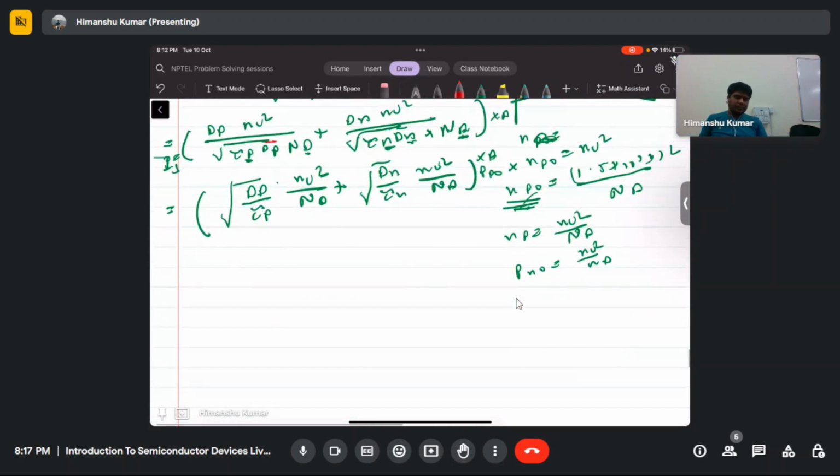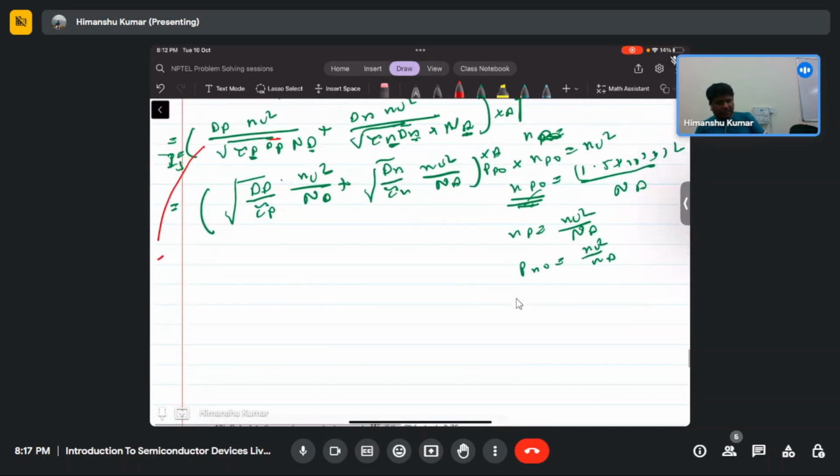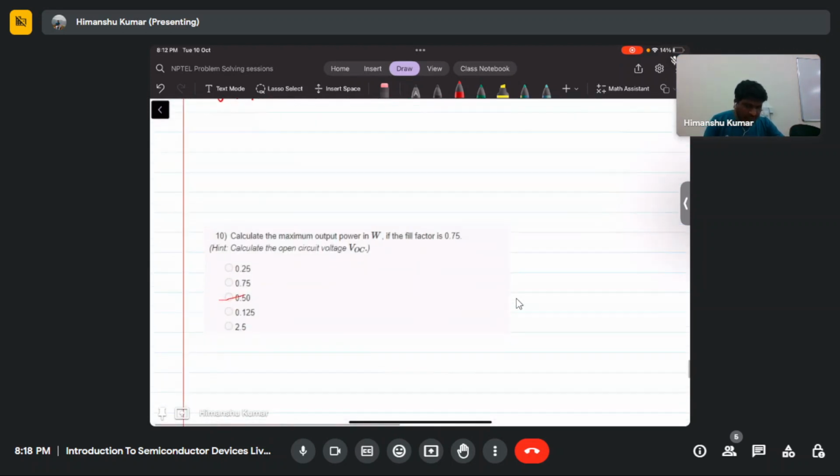Then in the final formula, how are we getting the whole square root for D_p by tau_p? So this term you can write as D_p n_i squared by square root of tau_p times square root of D_p, right? You can write this as the square root of D_p squared. You can cancel that one square, right? So whatever is remaining is the square root of D_p by tau_p. Okay, yes.